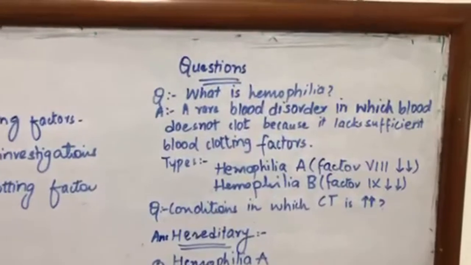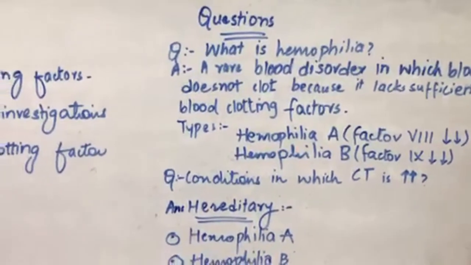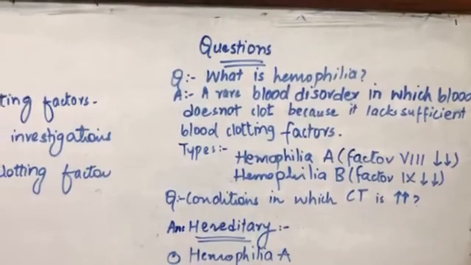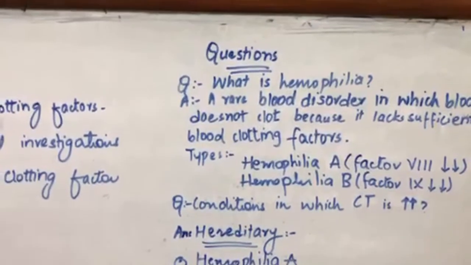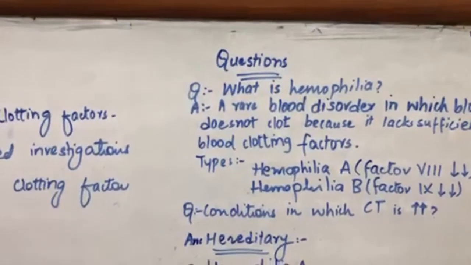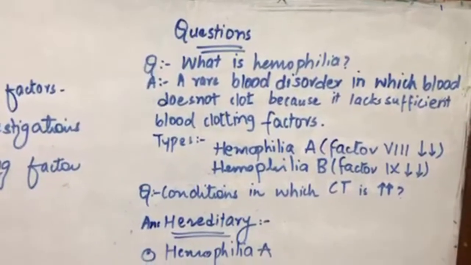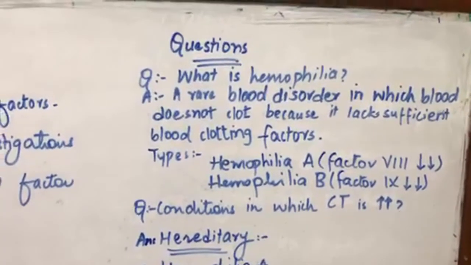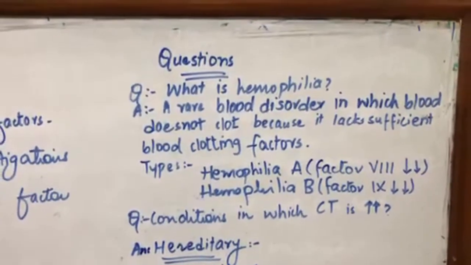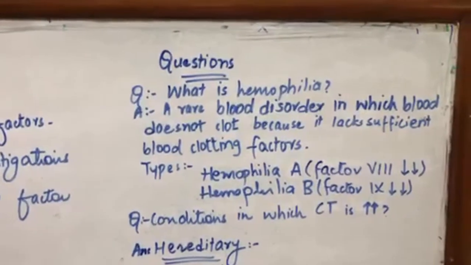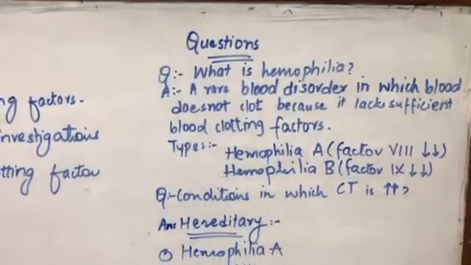So the first question is, what is hemophilia? It is basically a rare blood disorder in which the blood does not clot because certain clotting factors are deficient. And it has two types. One is hemophilia A and the second is hemophilia B. In hemophilia A, there is deficiency of factor 8, and in hemophilia B, there is deficiency of factor 9.